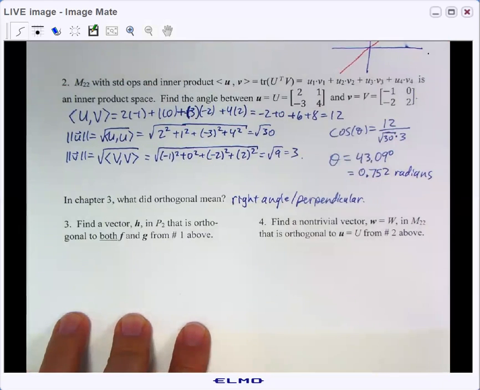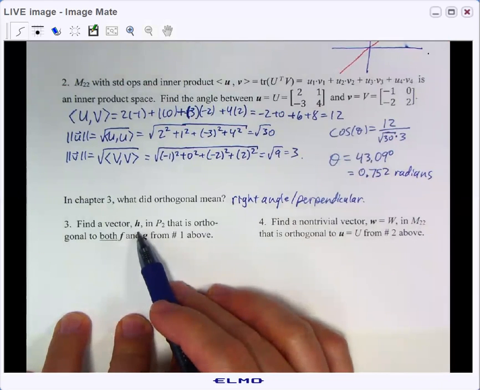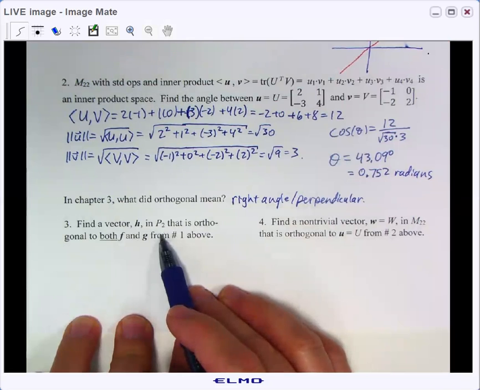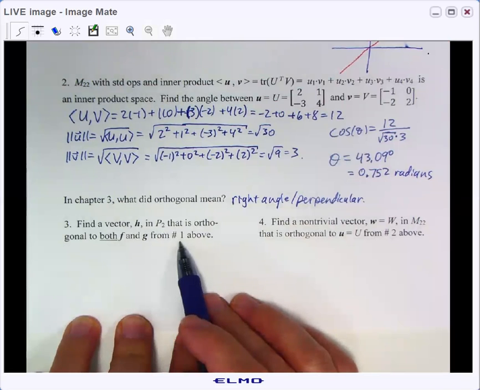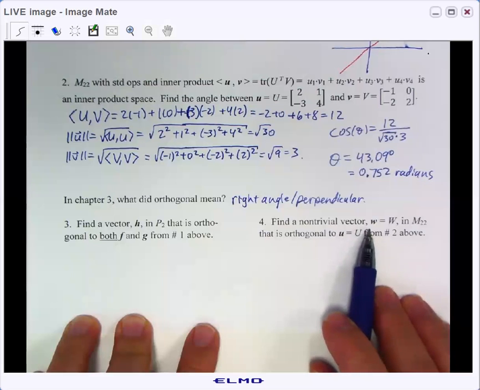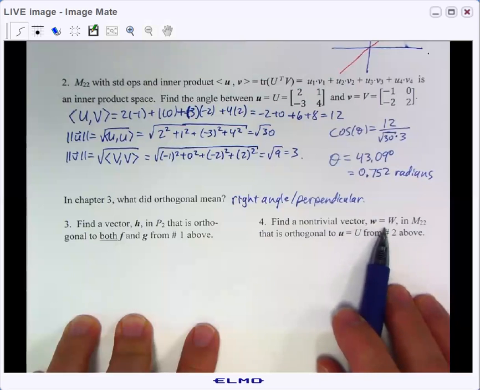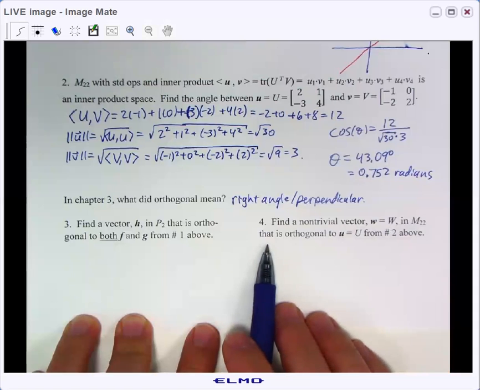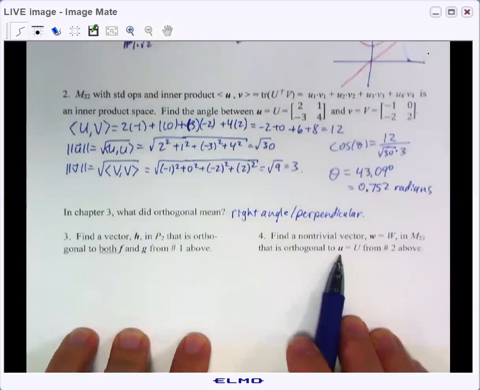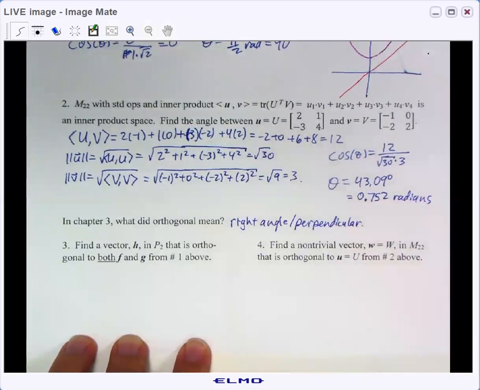So what I want you to do now is find a vector h in P2, polynomials of degree at most 2, that is orthogonal to both f and g from number 1 above. And we'll find a non-trivial vector w in M22, a 2 by 2 matrix, that's orthogonal to, let's just say, the U matrix here. We'll give you a minute to try those and see what you come up with.